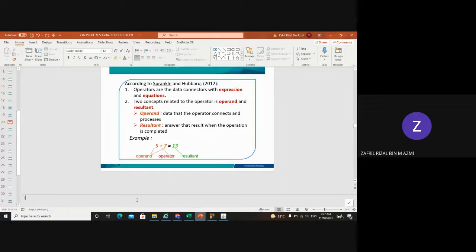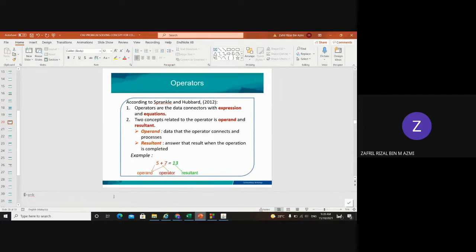Something like this, C equal to A plus B, for example. So C is the resultant. Can you see this? It's small, sir. Okay, A and B are the operands. Plus is the operator. So this is how we write down an equation in our program.